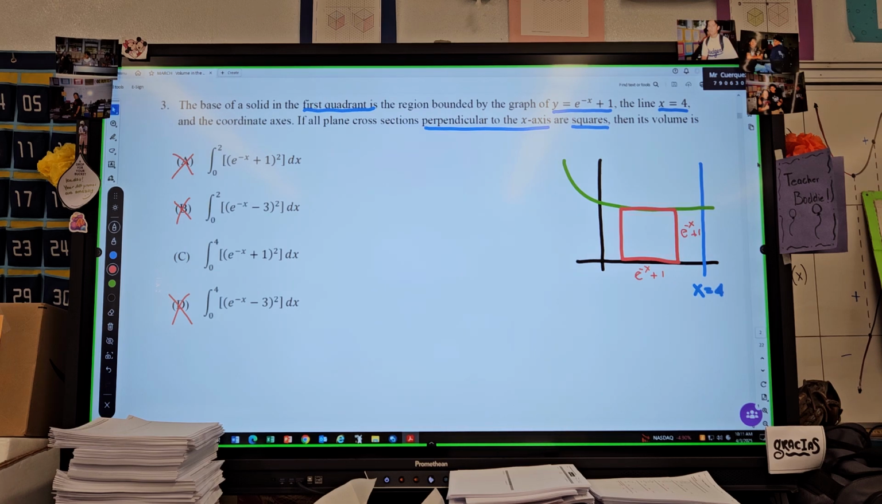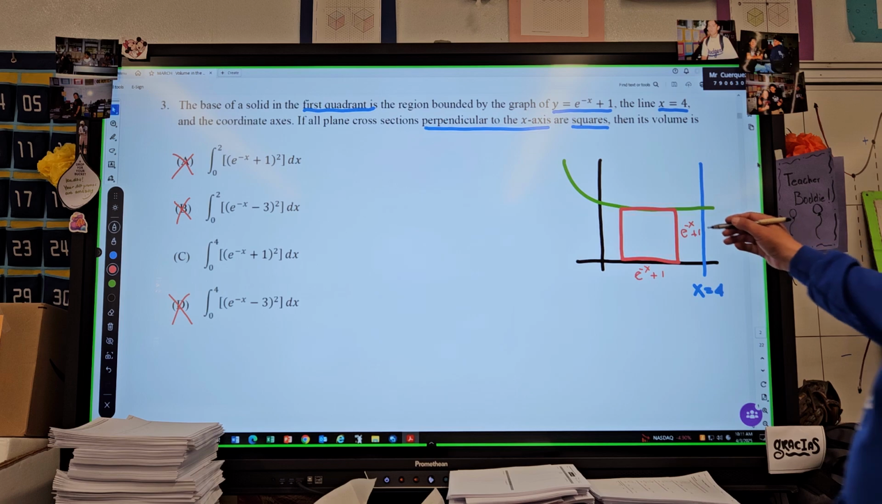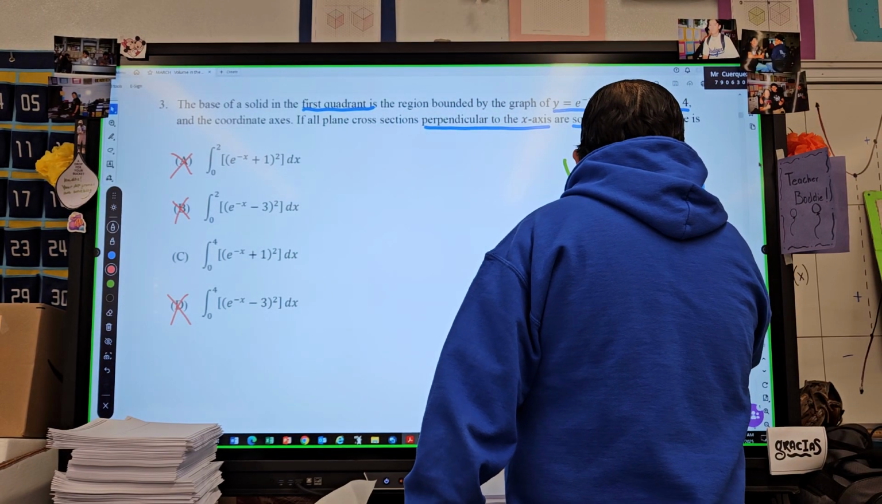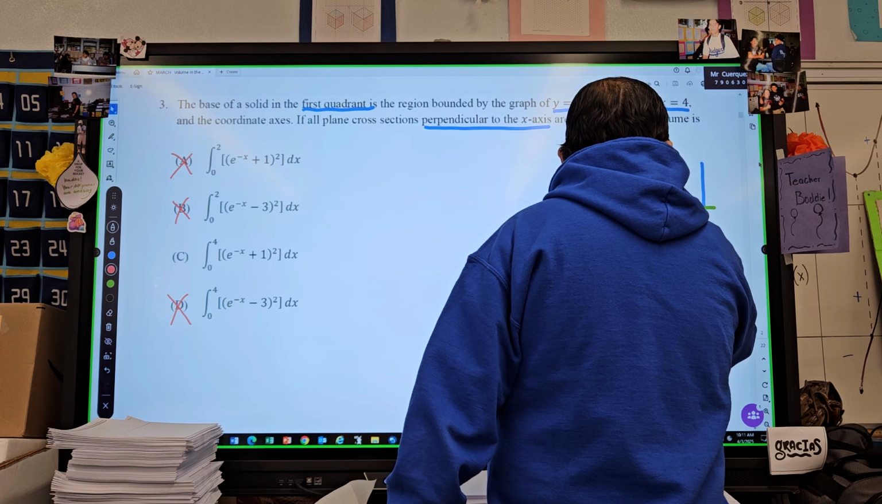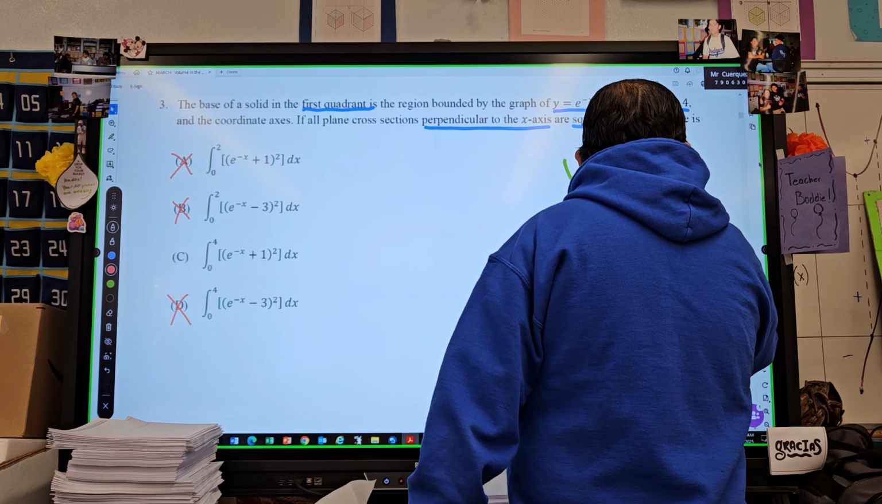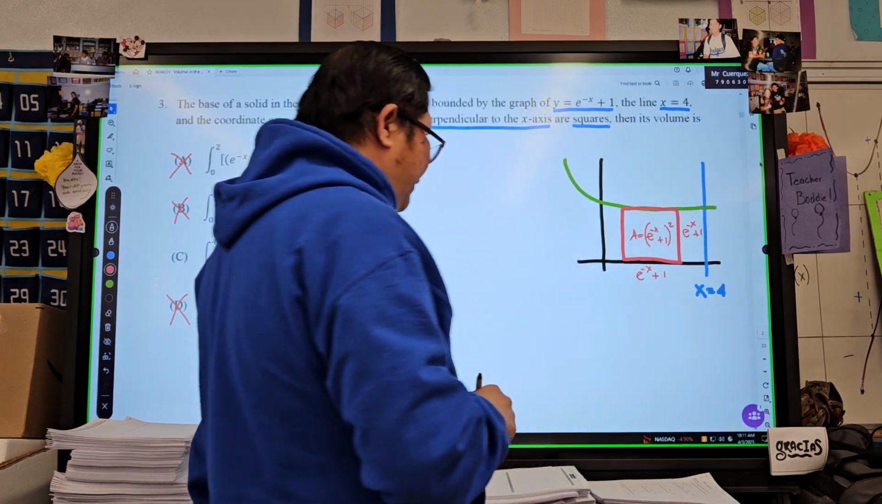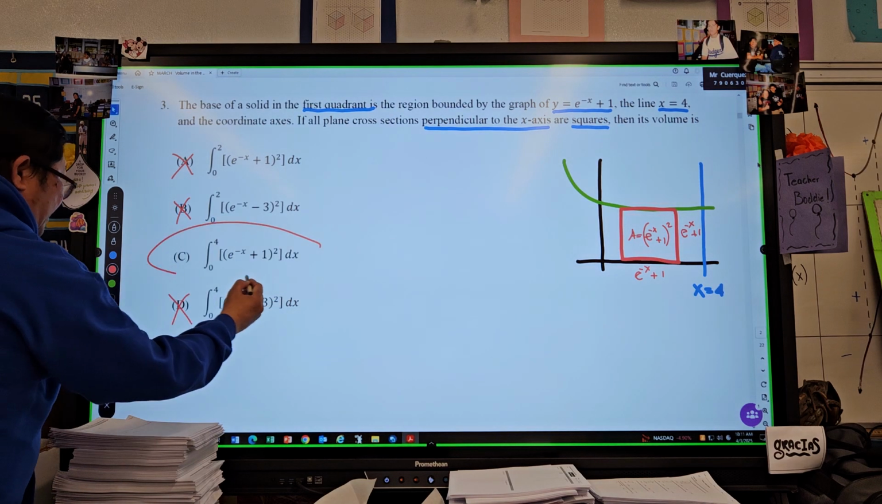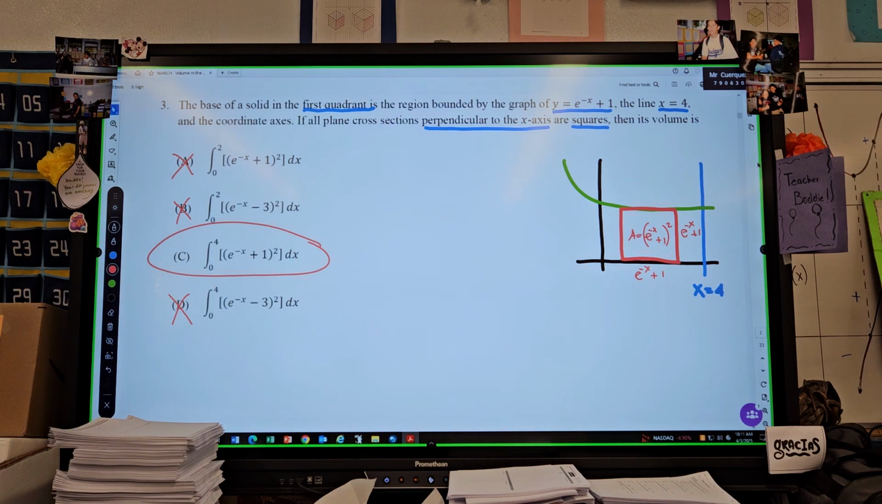Okay, that's the technique. Because the area of this is now the square of e to the power of negative x plus 1, and then square. That's the area. So therefore, this is our best choice. Do process of elimination, guys. That's the technique. Okay?